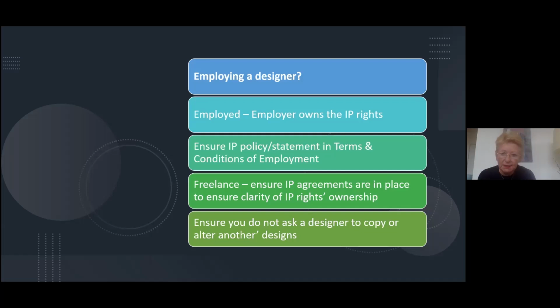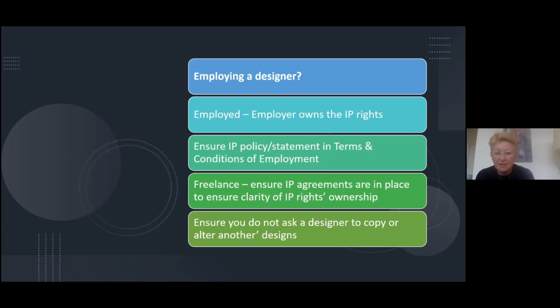When you think about trade secrets, it's your customer lists, it's the origins of your designs, it's all the things that are under this intellectual property umbrella. Ensure you've got an IP policy or a statement in the terms and conditions of employment. I've talked about freelancers ensuring that IP agreements are in place to ensure IP rights ownership. And also, really important, don't ask a designer to copy or alter another's designs.